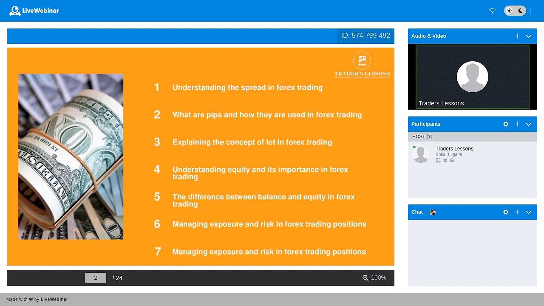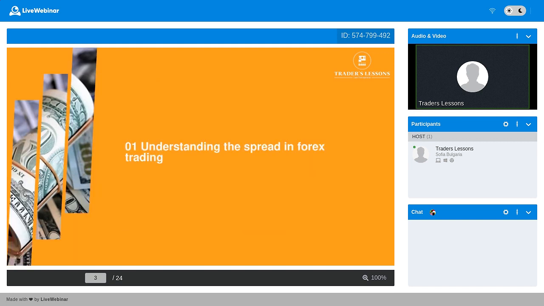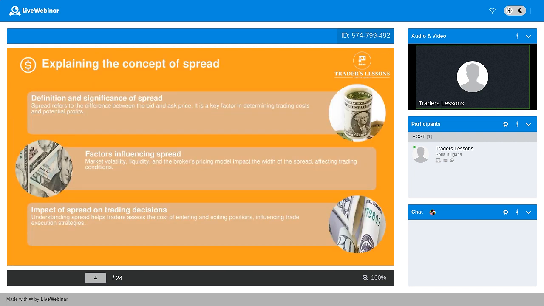This is something that we are going to talk about further. Now, the first one is understanding the spread in forex trading. First is the main rule, the main definition. We're going to put it this way, and we're going to continue further. I'll try to explain a little bit more afterwards.